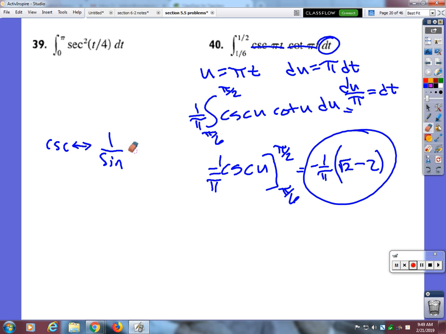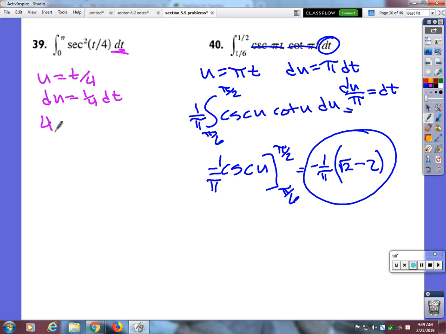Because you have to replace the dt also. So you let u equal t over 4, right? And then du equals 1/4 dt. And you're like, okay, I only need a dt. So if you didn't do that part, you wouldn't have the 4 in there and you'd get the answer wrong.